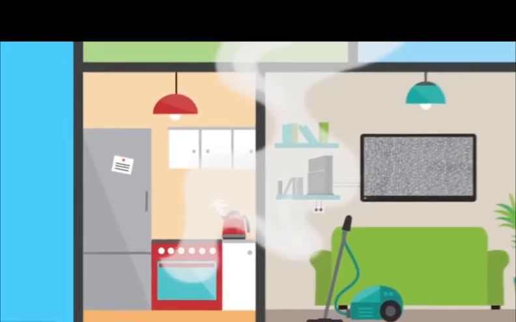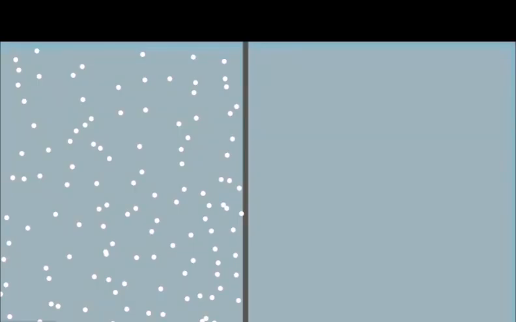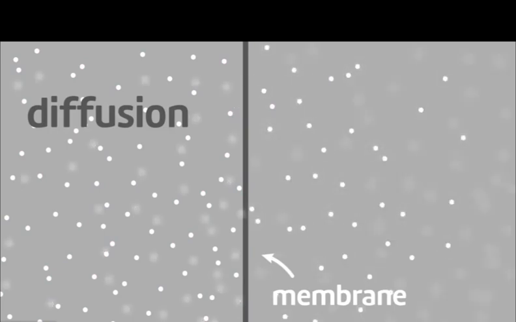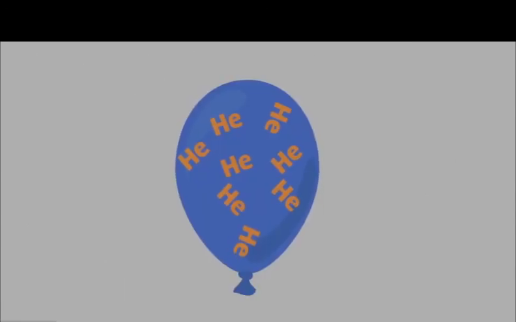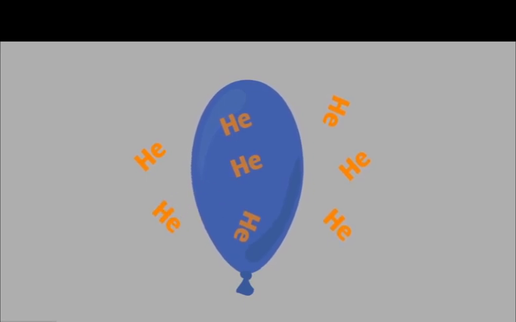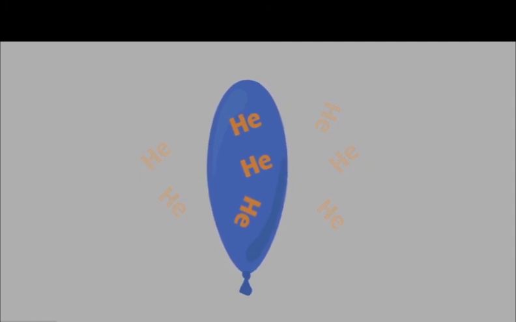Diffusion is the natural movement of gas or liquid particles from an area of higher concentration to an area of lower concentration. Think of how the smell of baking biscuits spreads out from the oven right through the house. Diffusion can even take place through a membrane if the particles are small enough to get through it. For example, a helium balloon that's been left for a couple of days gets smaller and softer because the helium has slowly diffused through the skin of the balloon into the surrounding air.